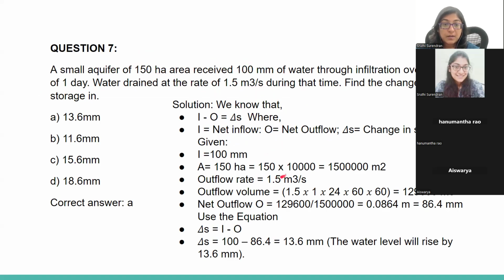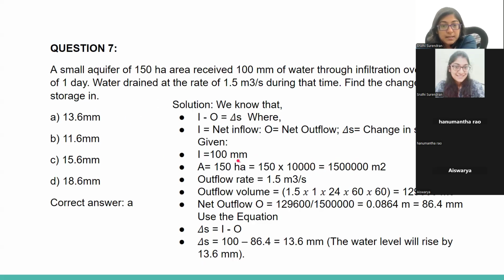So here the area is 150 hectares. When you convert 150 hectares into meter square, you multiply it by 10 to the power 4 and you get this. And the inflow depth is 100. So you multiply this with this.